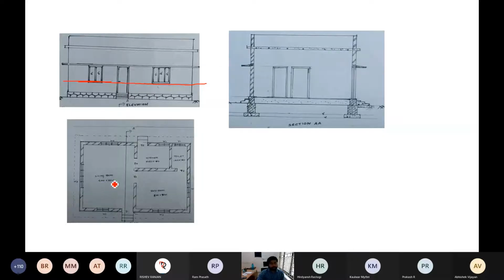Here all dimensions are given in centimeter. 400 centimeter means 4 meter. So this living room area is 4 meter into 5 meter, but it is given in centimeter, that's why it is shown as 400 into 500. So the total dimension will be nearly 860 centimeter, otherwise 8.6 meter. So how do you draw it? Which scale will you use in order to draw 860 centimeter or 8.6 meter?